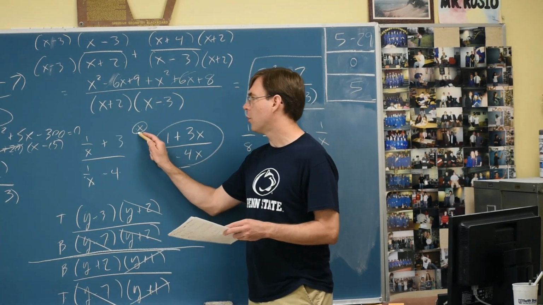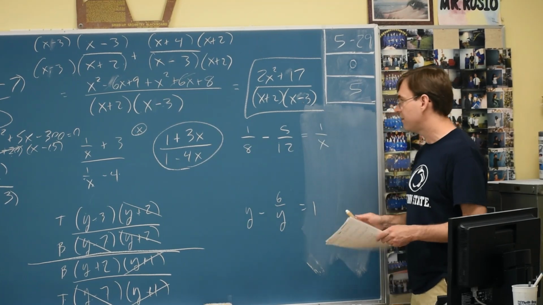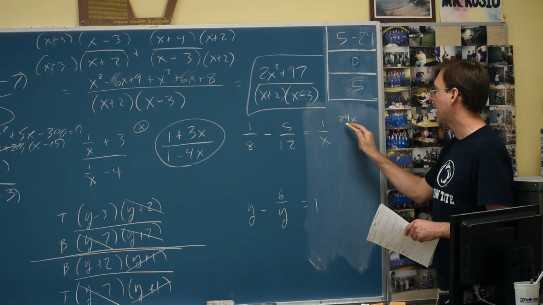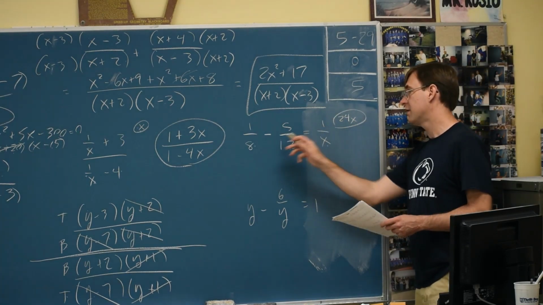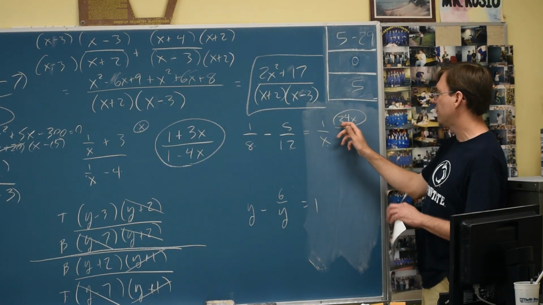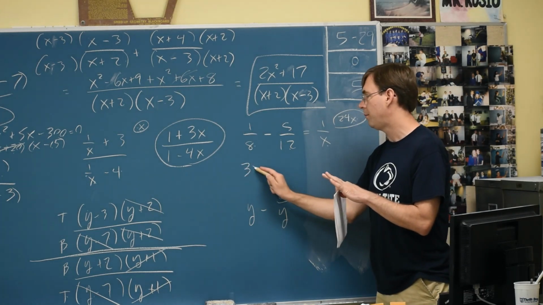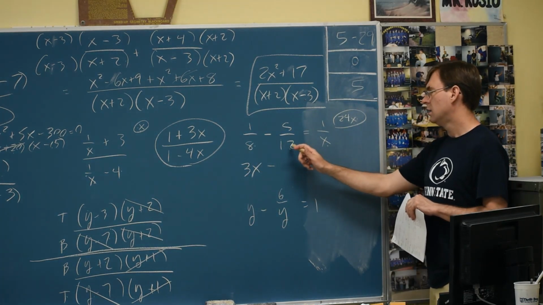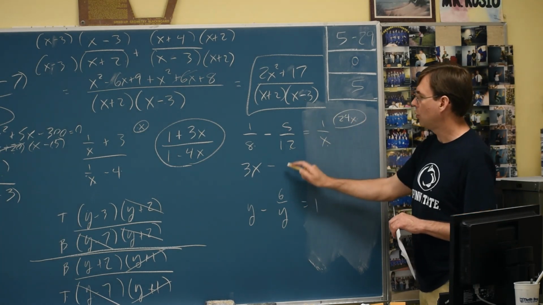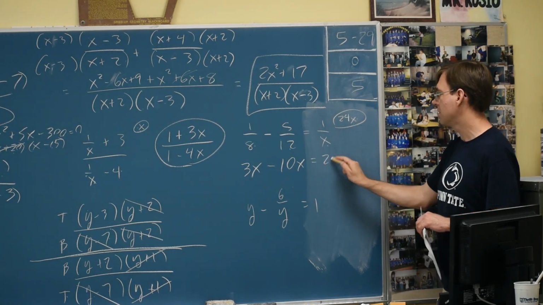25 is another problem where we're going to pick an LCM and multiply each term by it. So for 25, 8 and 12 both go into 24, but there's also an x. So I'm going to multiply everything by 24x to cancel the bottom. 8 cancels 24 to leave 3, and x, and that multiplies the top to get 3x. 12 cancels 24 to leave 2, and x, that multiplies the top to get 10x. X cancels x here to leave a 24.